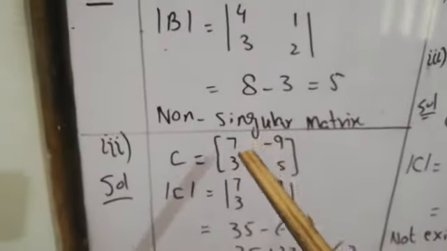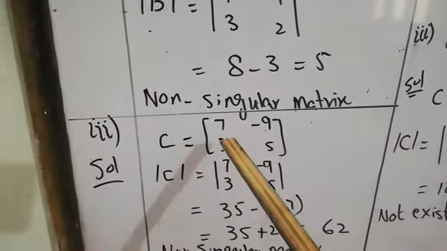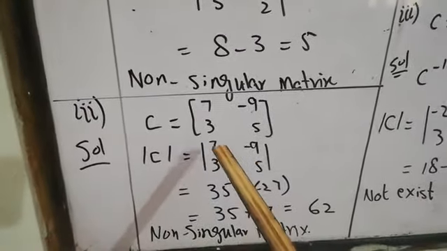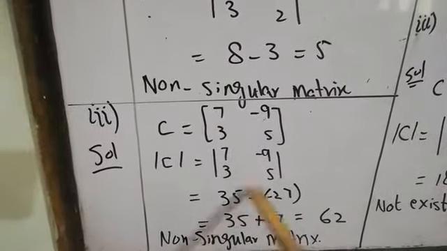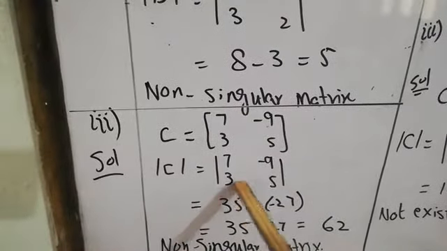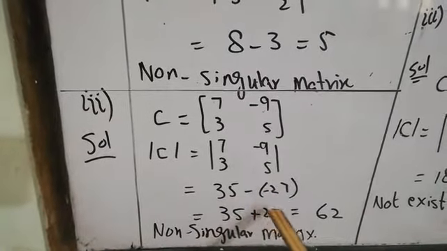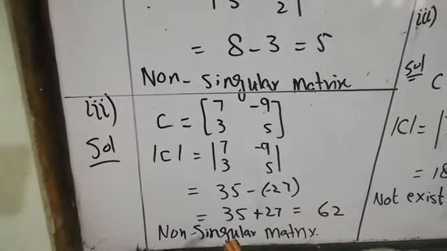Part 3, 7, minus 9, 3, 5. First of all, we will write this in the form of the determinant sign, and then we will find the determinant. 7 fives are 35, minus formula, and minus times minus 27. So minus equals plus. 35 plus 27 is equal to 62, which is not equal to 0. So this is also a non-singular matrix.